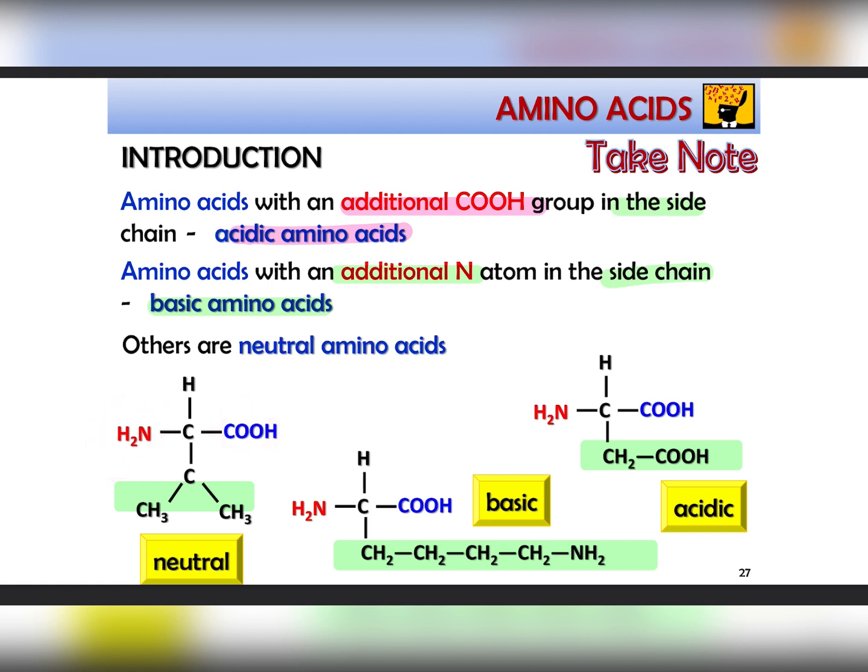So macam contoh this one, this valine. So valine ni adalah neutral amino acid lah. Okay, so contoh kalau basic, okay, so you have amino dengan COOH. Okay, so kalau dekat kamu punya side chain tu ada nitrogen, this is basic amino acid. And then kalau kamu ada extra COOH in your side chain, dekat side chain, so this is acidic.